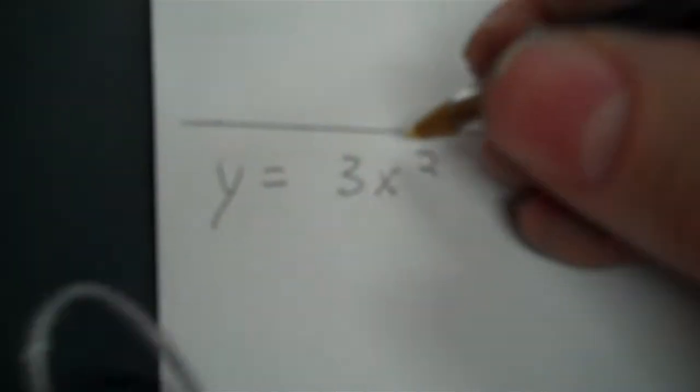Now obviously to graph a line, that's a waste of time when we have MB. But let's look at this function. Now it's y equals 3 times x to the power of 2. So, y equals 3 times x to the second power.